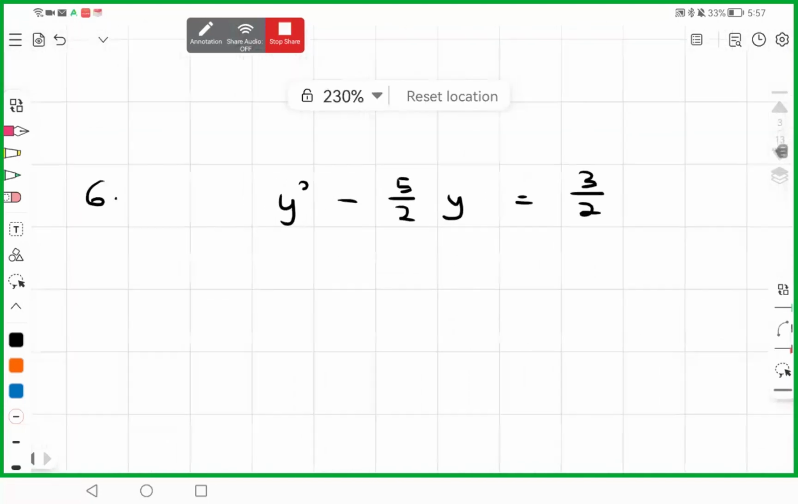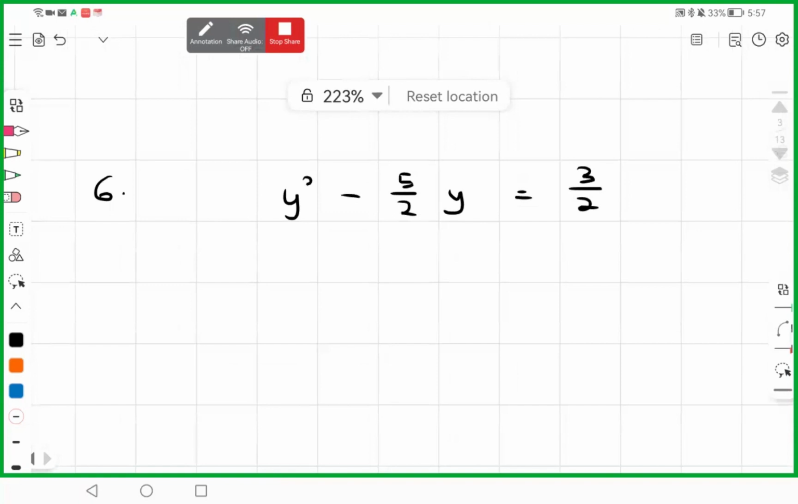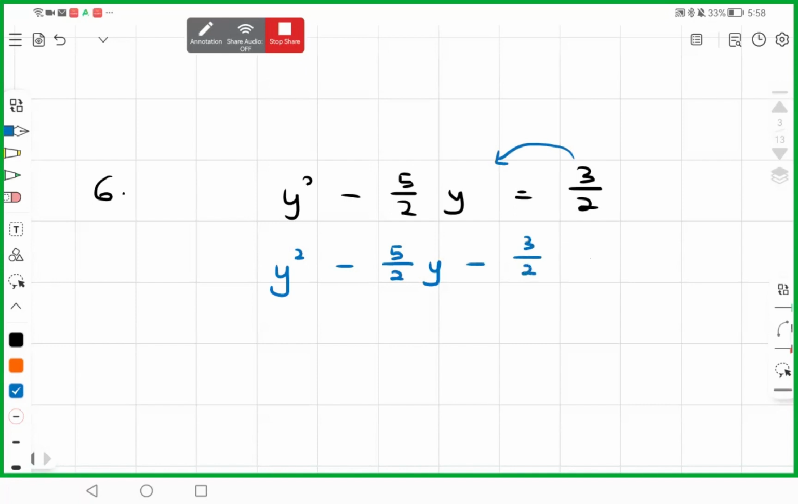Okay, what about this one? Can do or not? Can, because this is a quadratic equation. So step 1, make sure it's in general form. So we have to rearrange. Y squared minus 5 over 2y, bring to front, so minus 3 over 2 equal to 0. Okay, so that's the tip here.